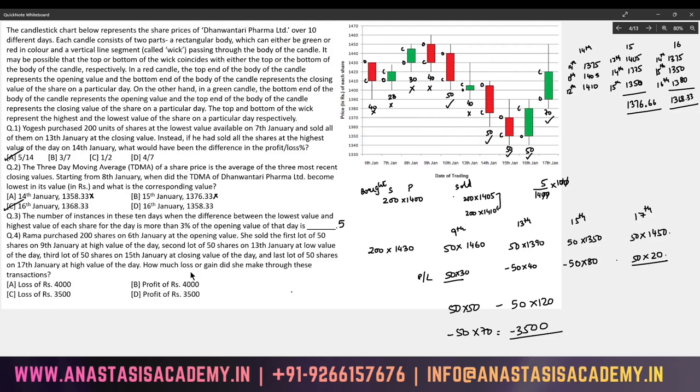Or the correct answer to the question, how much loss or gain did she make through these transactions, will be option C, loss of 3,500. And that is the entirety of this. Please do not fall into the trap of trying to calculate every precise thing, as in globally calculate everything and then get to the answers, because that is not what is needed in this question.